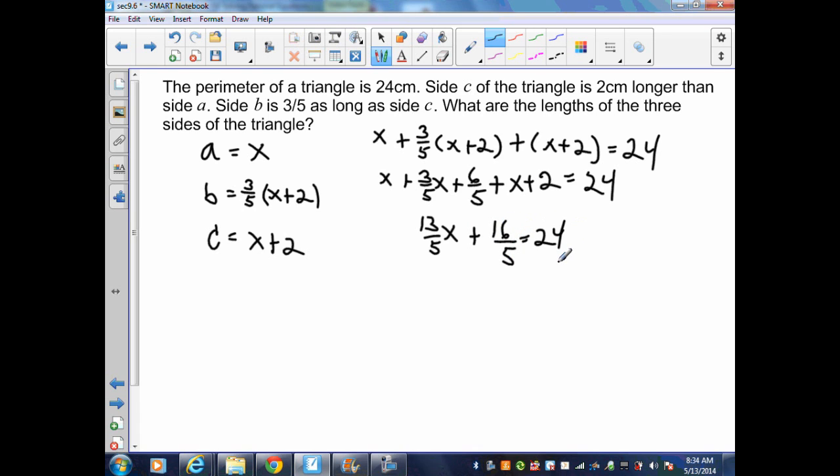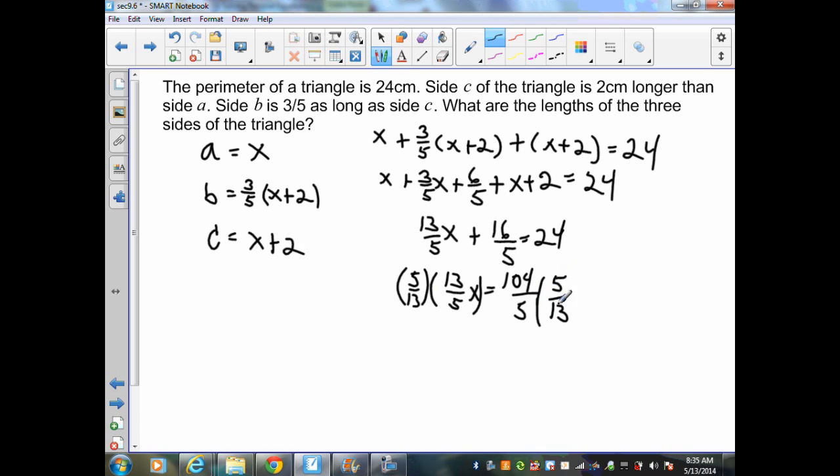Equals 24. I'm going to subtract 16/5 on both sides. That gives me 13/5 x equal to 24 with a common denominator of 5, which is 120/5, minus 16/5, which is 104/5. Multiplying both sides by 5/13 gives me a value of x to be 8. Going back to my values, I know A is equal to x, therefore x is equal to 8 centimeters. So A is 8 centimeters. C, 8 plus 2, is 10 centimeters. And I have 10 times 3/5. 10 divided by 5 is 2, times 3 equals 6 centimeters.